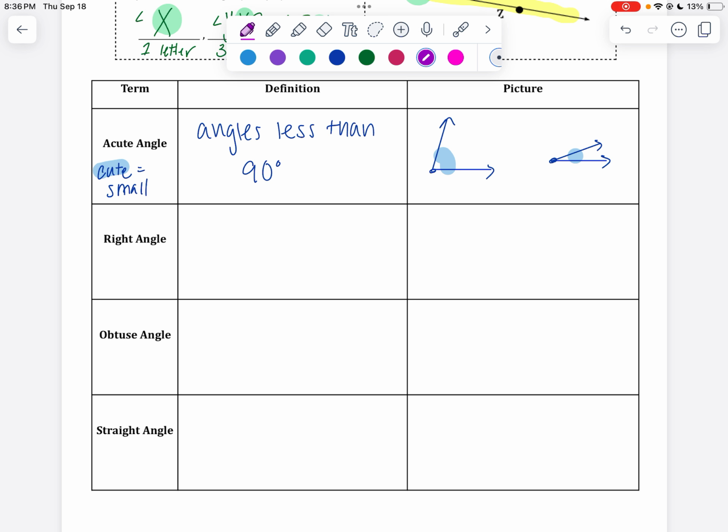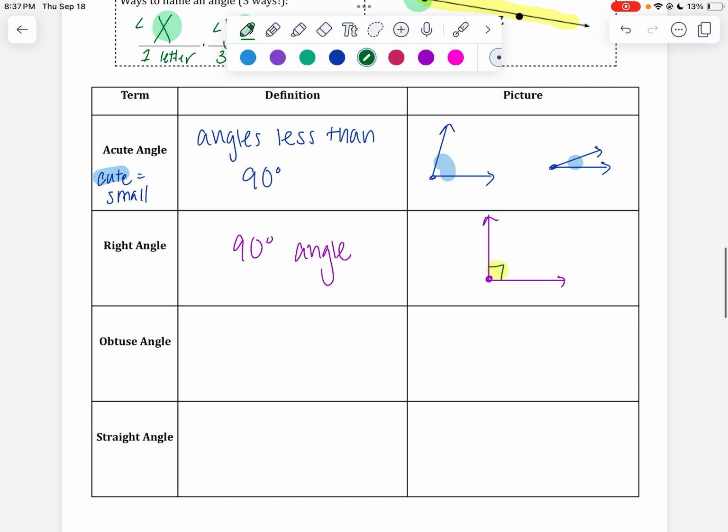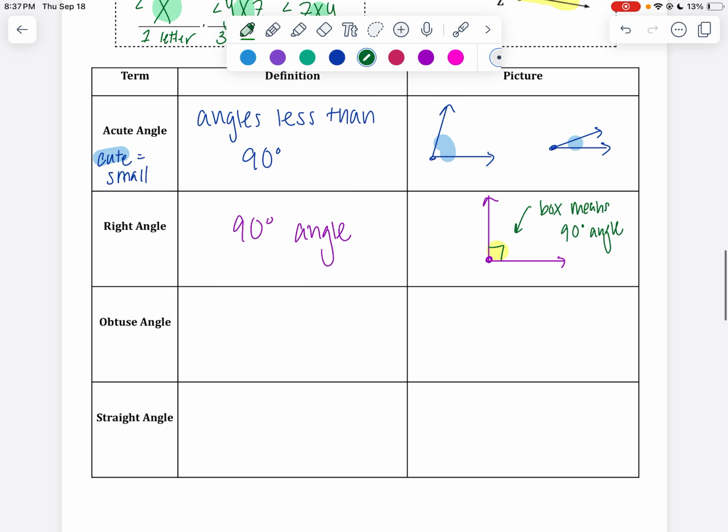All right, a right angle. This is my 90-degree angle. When we have 90-degree angles, I'm going to start with my vertex. I have a ray going that way, and a ray going straight up. And whenever we have a 90-degree angle, I have this little symbol, this box, which means we have a 90-degree angle. So it's that right angle symbol.